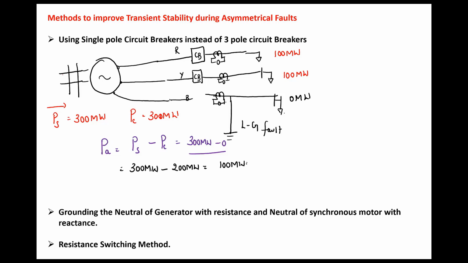I hope you understood the philosophy. So we always use single pole circuit breakers at the terminals of the generator or in very high voltage transmission lines to reduce the intensity of the short circuit on the rotor acceleration. Understood?